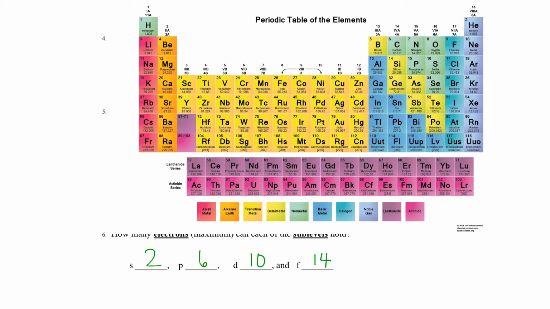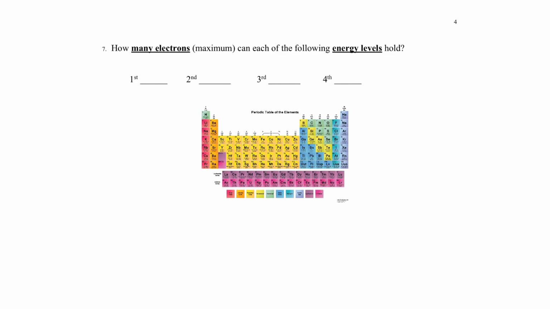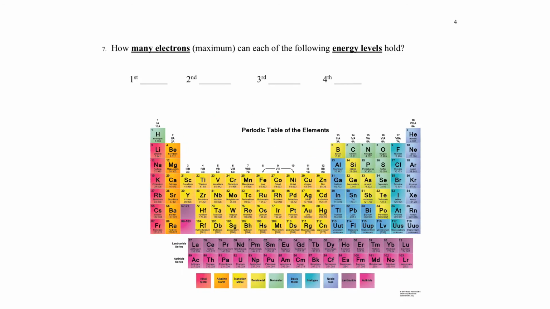So now if we move to question 7, it says how many electrons, so not orbitals, but how many electrons can each of the following energy levels hold? So the first thing we need to recognize is which sublevels are present in certain energy levels, right? So the first thing we're going to do is I'm going to pull up the periodic table again, because looking at the periodic table can help us figure out which sublevels are actually there.